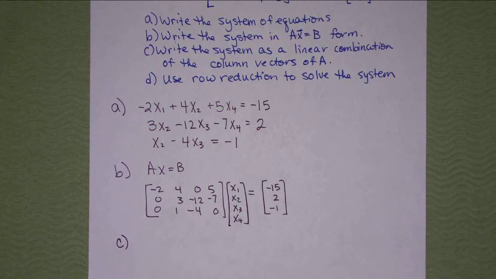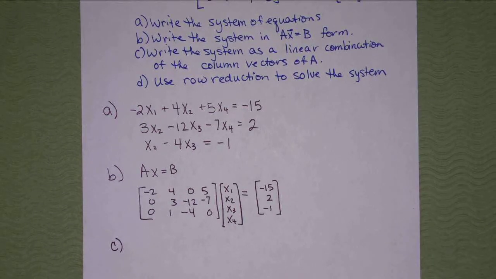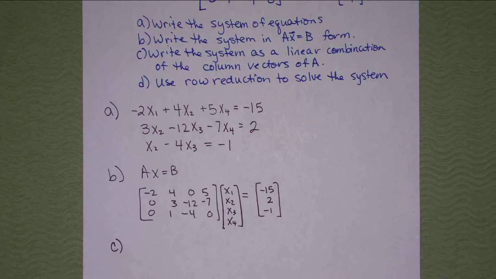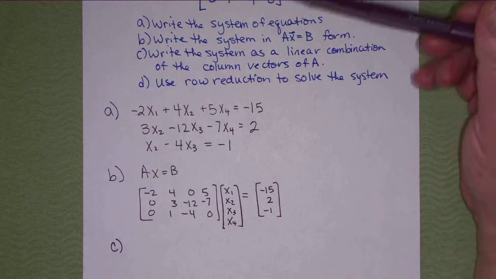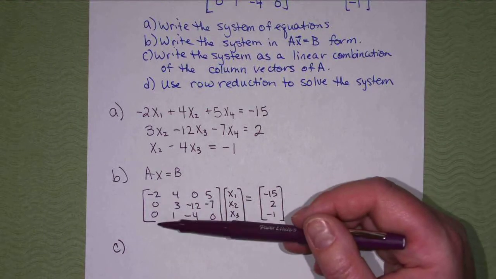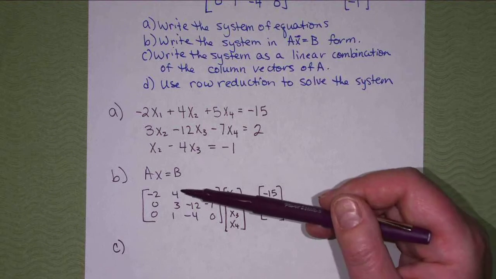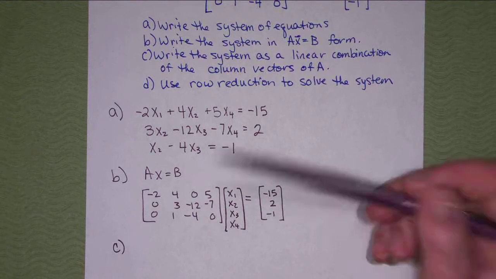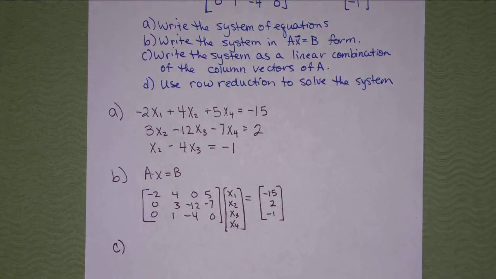And C says what? Write this system as a linear combination of the column vectors of A. So the column vectors of A, well, here's A. The first column is minus 2, 0, 0. The next column, 4, 3, 1. So it's saying write a linear combination of the column vectors of A. So what might that look like?